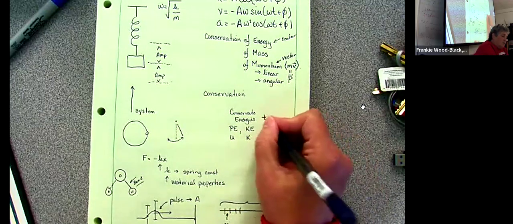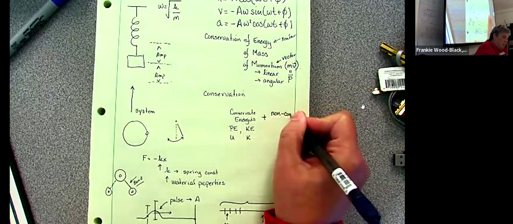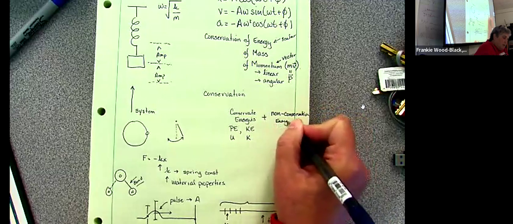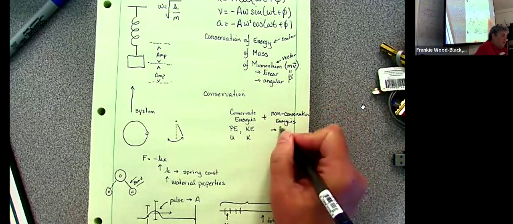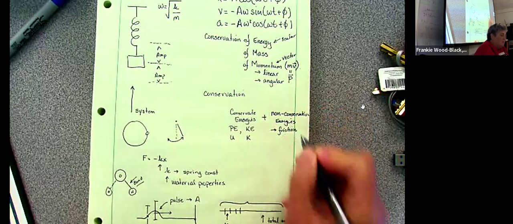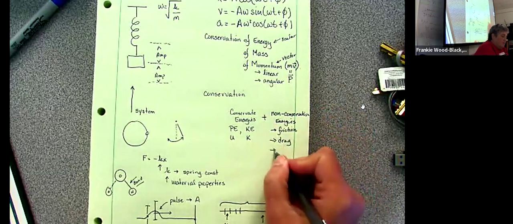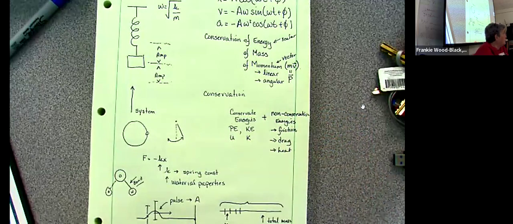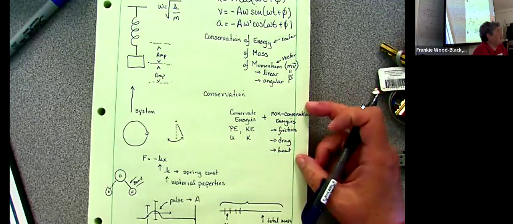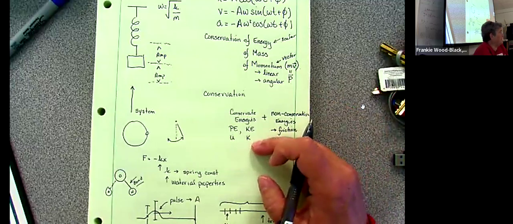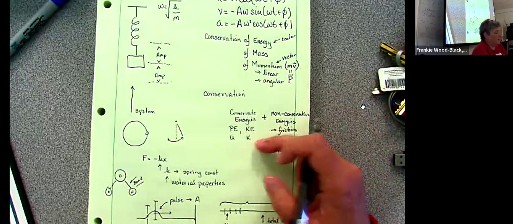And my non-conservative energies, just to remind everybody, are things like friction, because I'm going to lose energy due to friction. I'm going to lose energy due to drag. I'm going to lose energy due to heat dissipation. Those are the things that are hard to put in a box. We're going to lose those pieces. Now, potential energy and kinetic energy are fairly easy to deal with. We can calculate them.